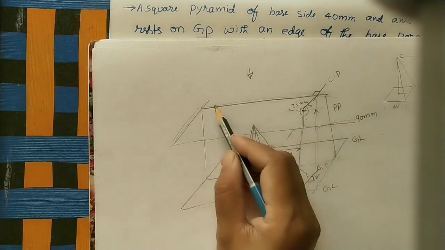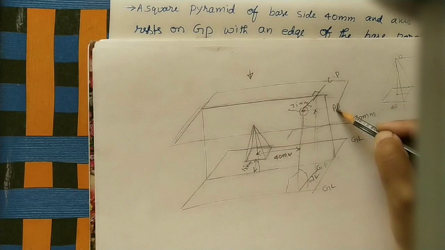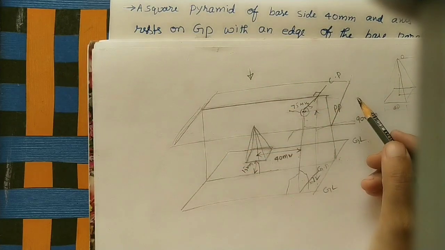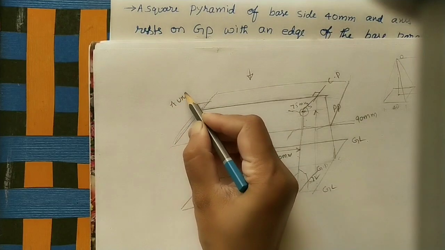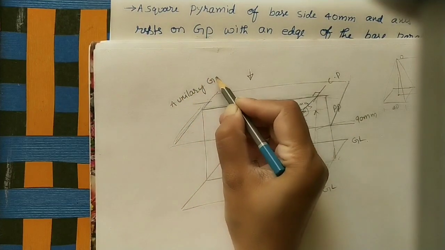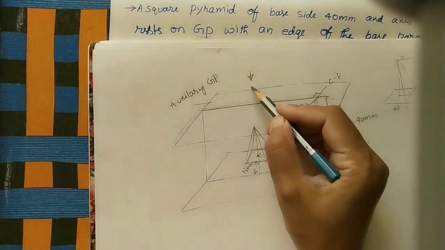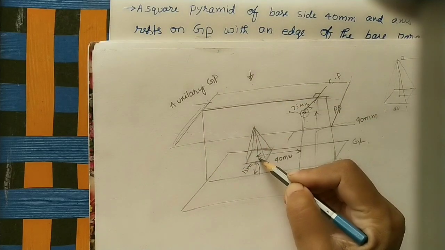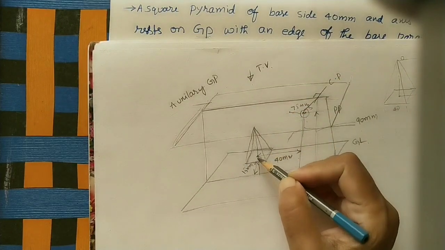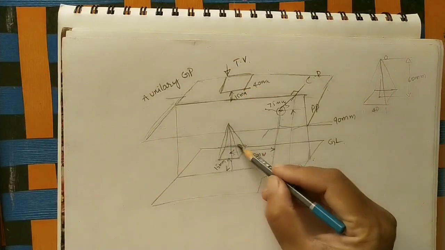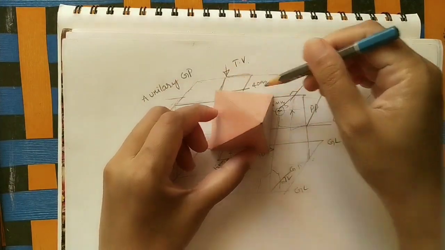Just roughly I am doing here like this. Okay, this plane is called the auxiliary ground plane. So here I will write GP, auxiliary ground plane. So this is also a transparent plane. If you see the object, the solid square pyramid, from the top, we will get the top view. In the top view, we can see this square image. If you see from top, we can see this square.